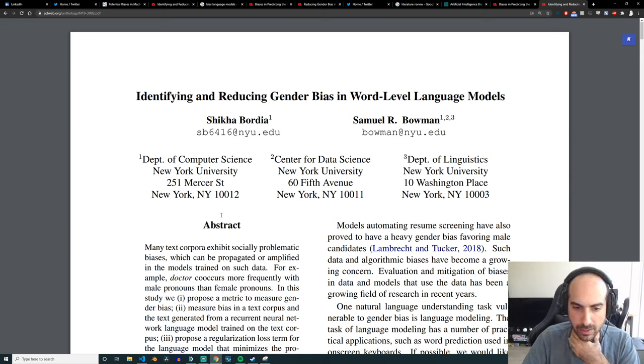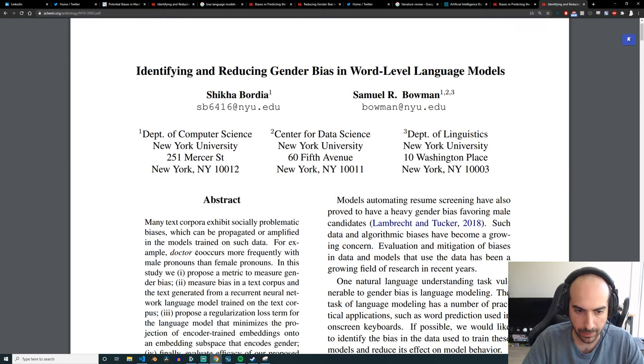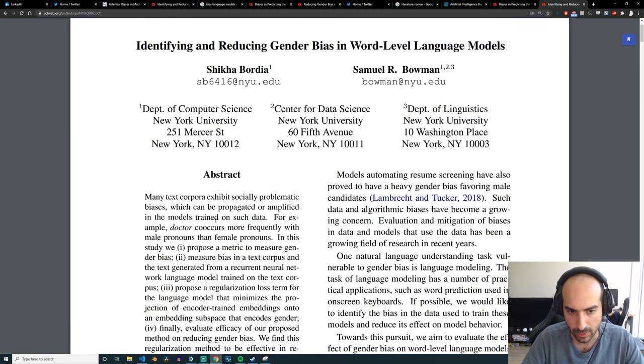So many text corpora exhibit socially problematic biases which can be propagated or amplified in the models trained on such data. So, for example, Doctor is more frequently associated with male pronouns than female pronouns.